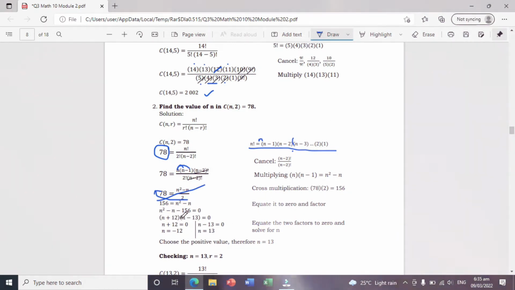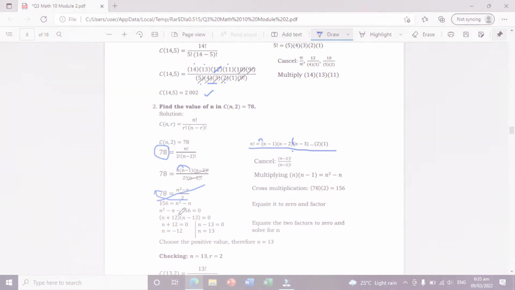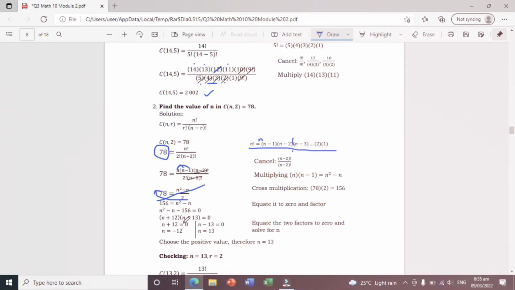So, n squared minus n minus 156 equals 0. So, n, the factoring, grade 7, grade 8 mathematics. What is the factor of negative 156 that, when you add them, gives negative n? That would be positive 12 and negative 13. Positive 12 times negative 13 is negative 156, while positive 12 minus 13 is negative 1. So, negative 1n.